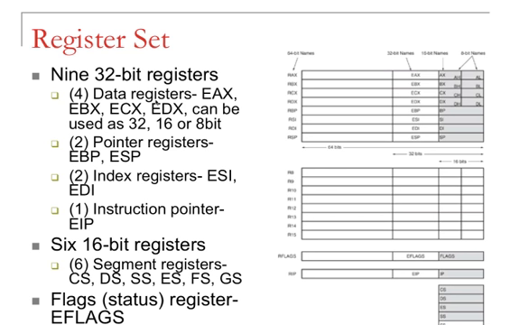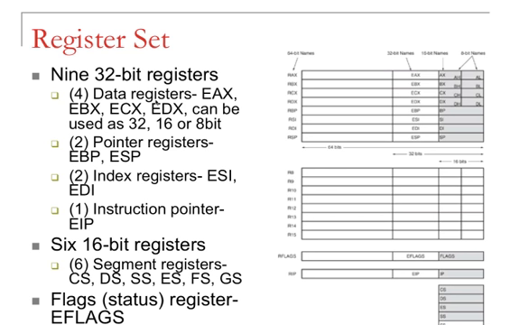Okay, register set. Simply, that refers to the set of registers available to the programmer for writing assembly language programs. In the Intel 386 microprocessor, we have 9 32-bit registers. We start from the so-called general purpose registers, or data registers. We have EAX, EBX, ECX, EDX.